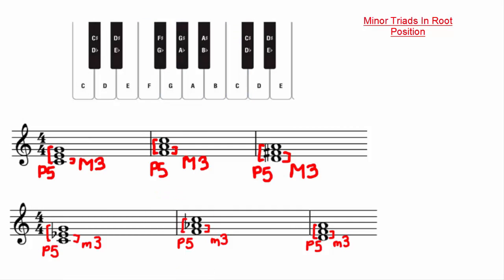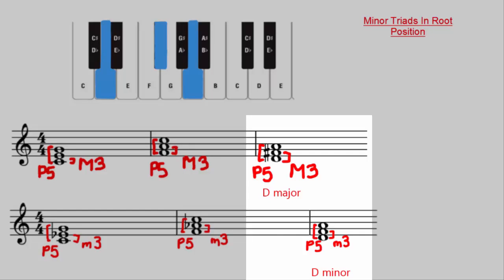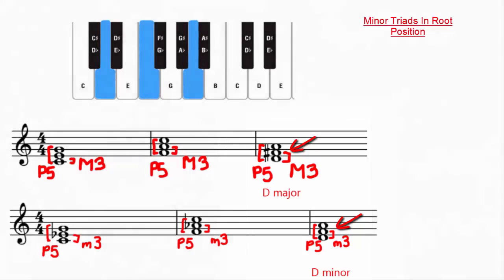The final example of this video will be a D minor triad. If we start with a D major triad and make the major third into a minor third by lowering it by a chromatic semitone, in this case turning the F sharp into an F natural or a plain F, we have now created a D minor triad.